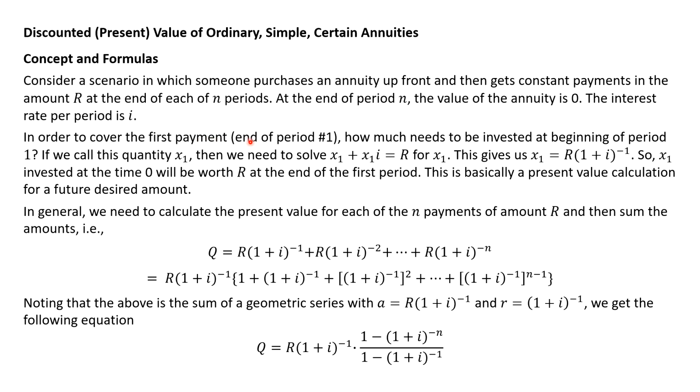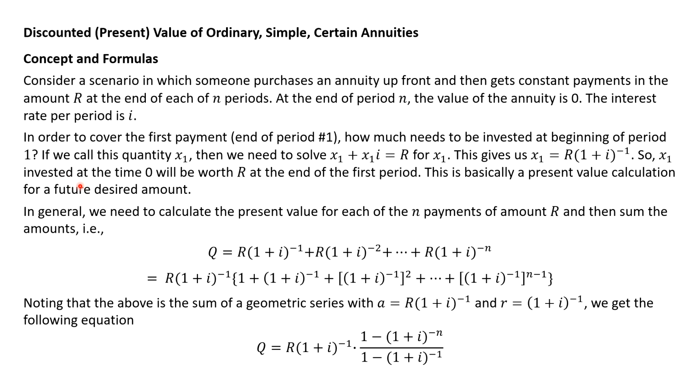In order to cover the first payment, at the end of period 1, how much needs to be invested at the beginning of period 1? If we call this quantity x1, then we need to solve this equation here: x1 plus x1 times I, the interest rate, needs to equal R. That's the amount of money we want to get out at the end of the period. So we solve that and we get x1 equals R times (1 plus I) to the minus 1 power.